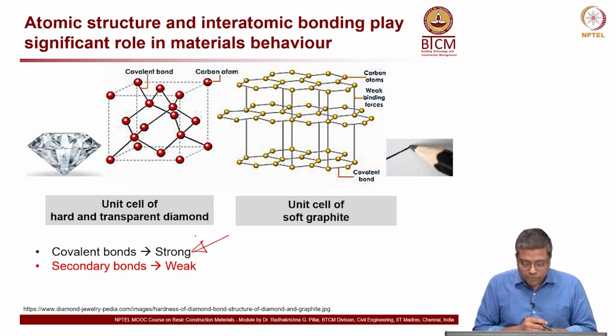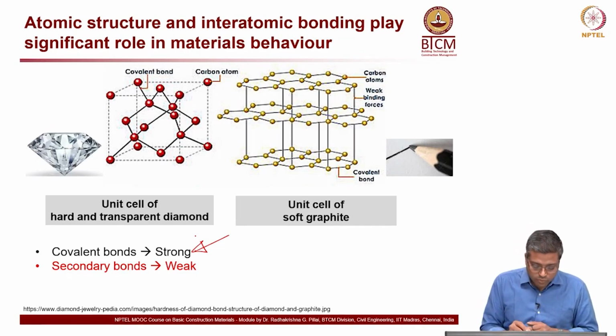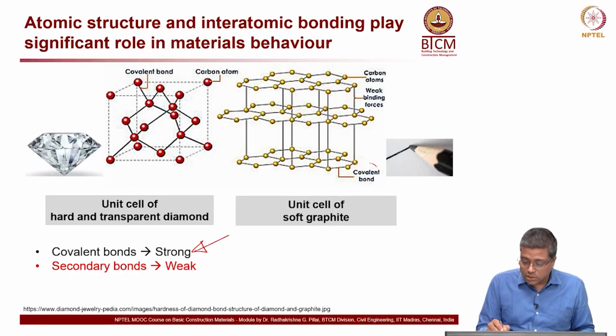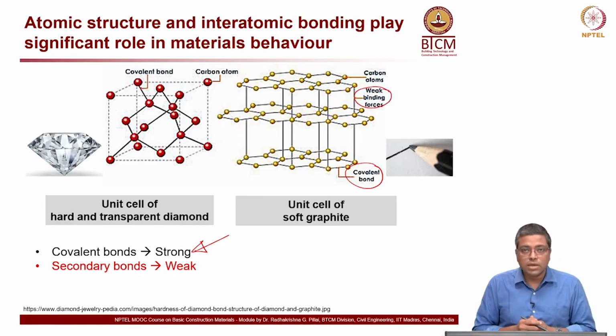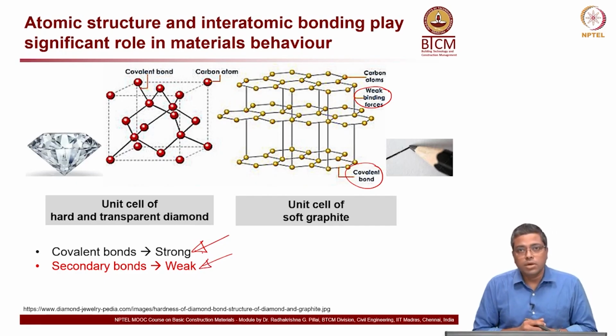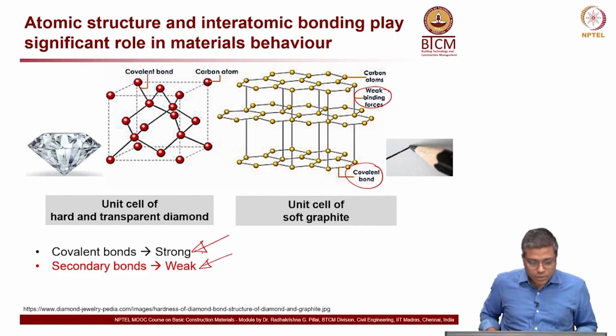Whereas, in the case of graphite, the right side picture, they have both strong and weak bonds. This is a strong bond and this is a weak bond. All the vertical lines are weak bonds. Now, that is the reason mainly why we are able to write using a pencil.